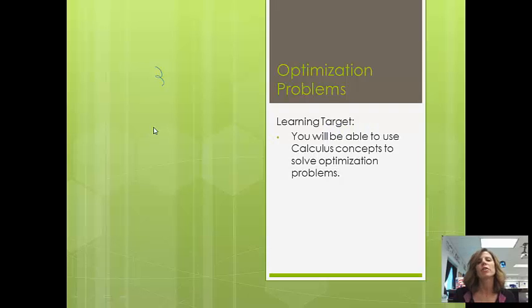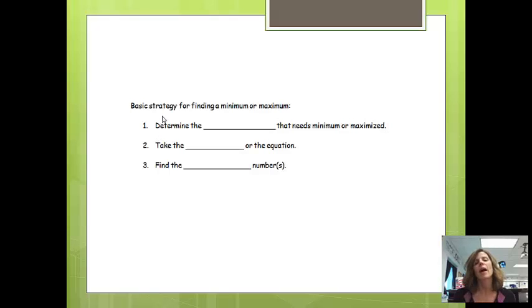Now that you've learned how to find a minimum and a maximum, we can start to apply those calculus concepts to real life situations. At the end of this lesson, you'll be able to use calculus concepts to solve optimization problems. In an optimization problem, we're basically trying to maximize profit, or minimize the amount of material that we're going to use, or minimize cost, different things like that.